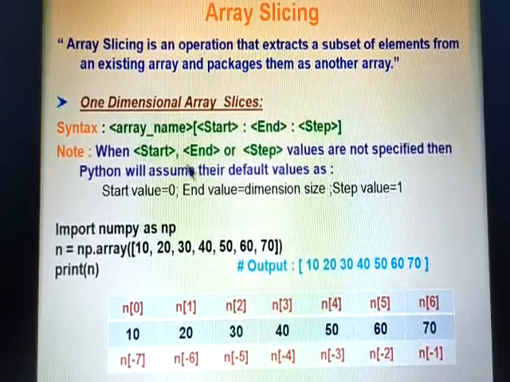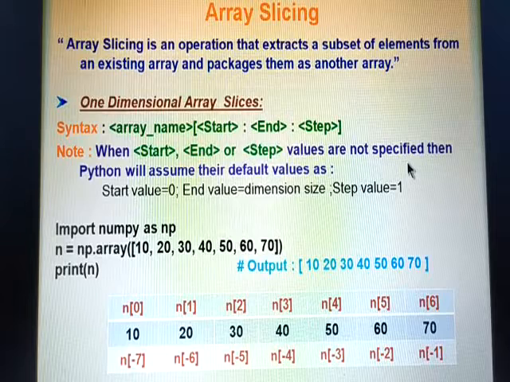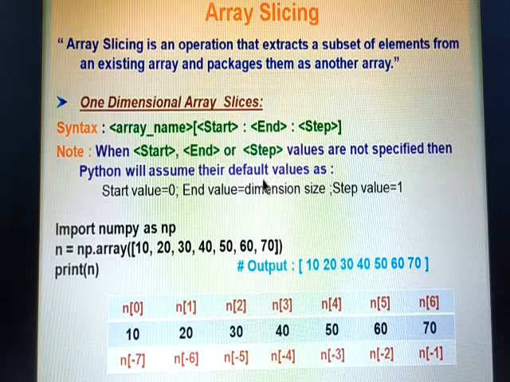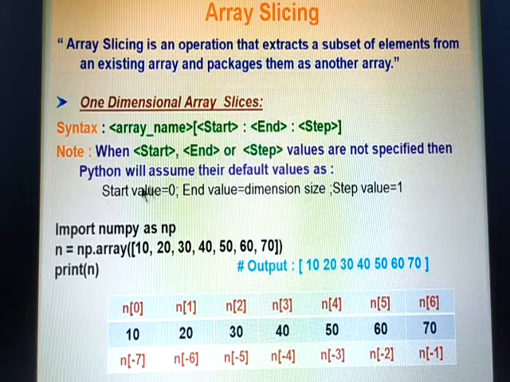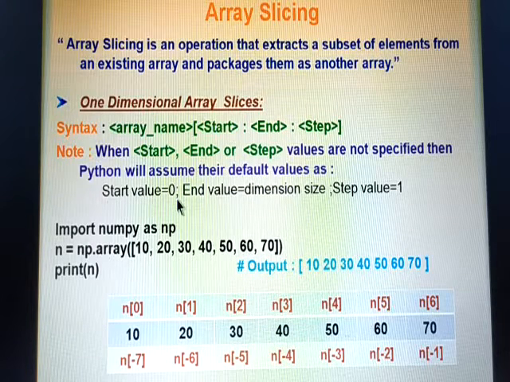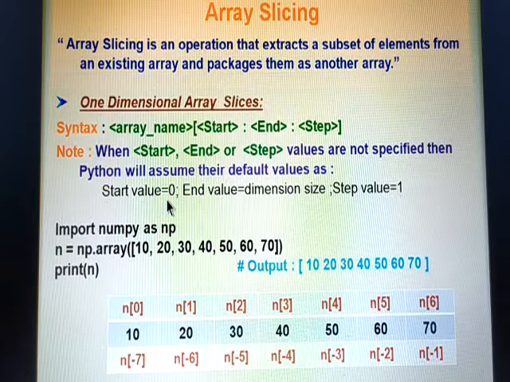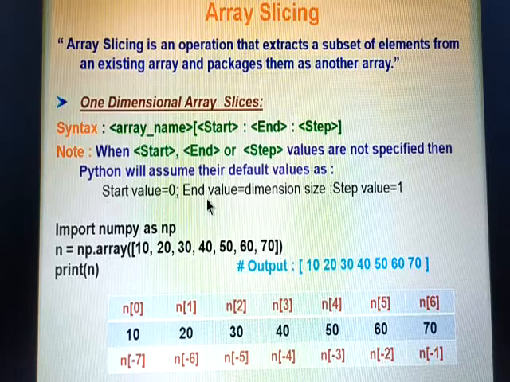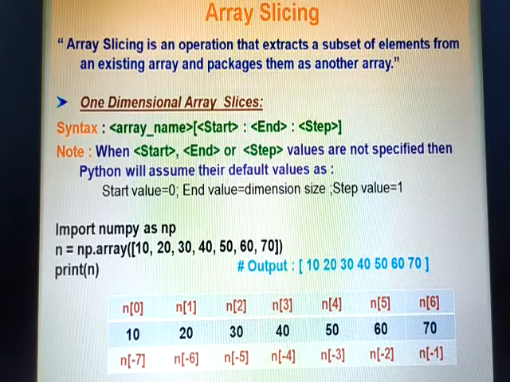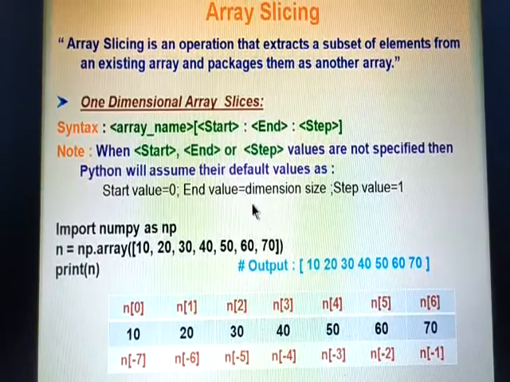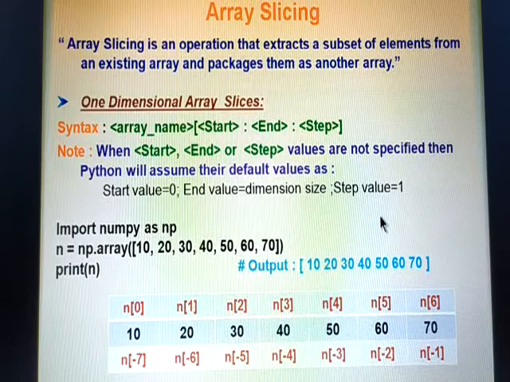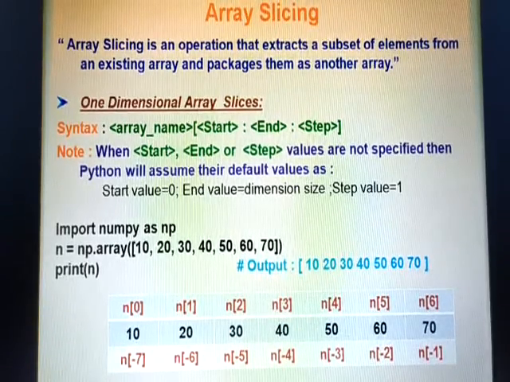When the start, end, or step values are not specified, meaning when these are omitted, then Python will assume their default values. The start value equals 0. It means when a start value is omitted, then it takes the start value automatically as 0. If you omit the end value, then it automatically takes the dimension size, and if you omit the step value, then by default the step value is 1.